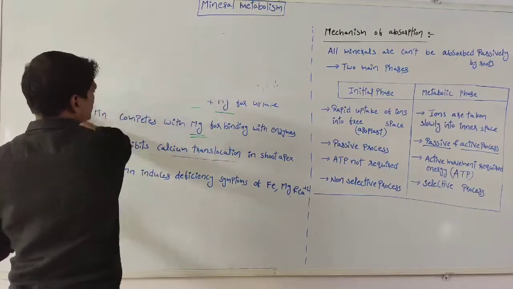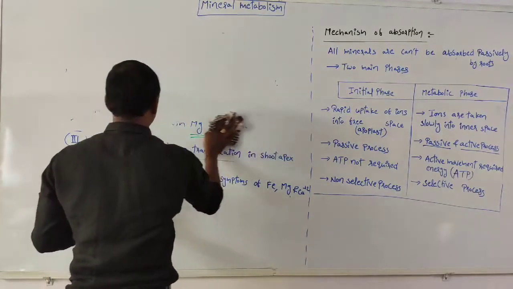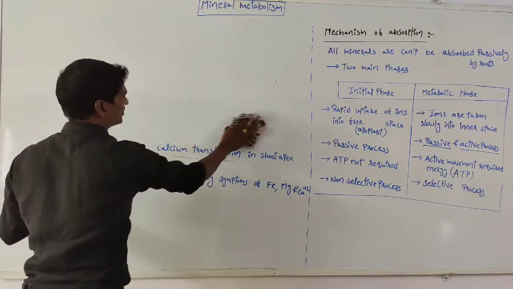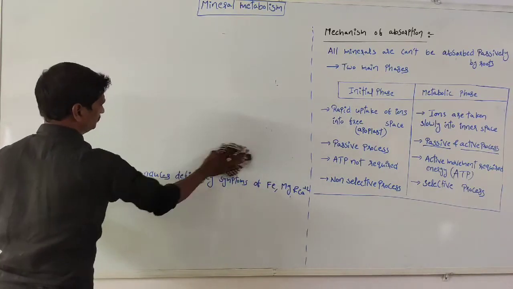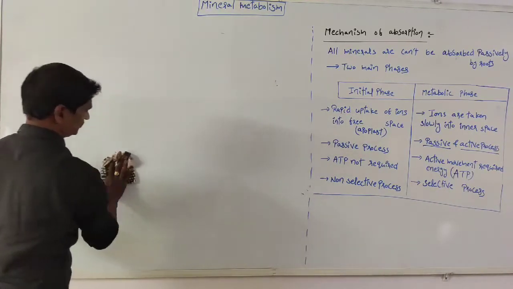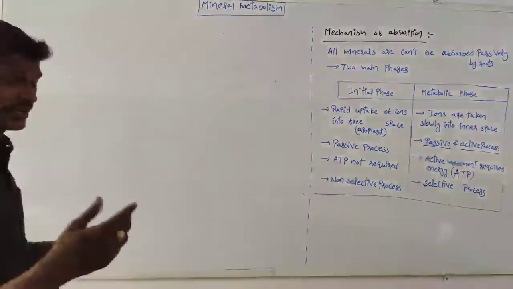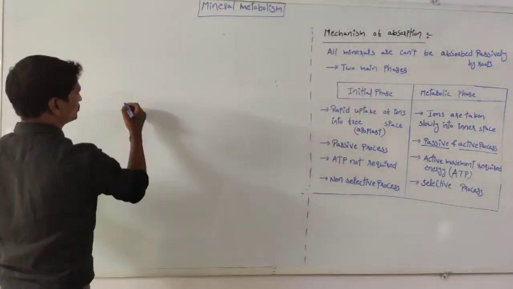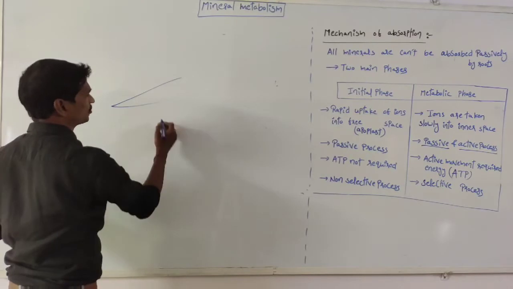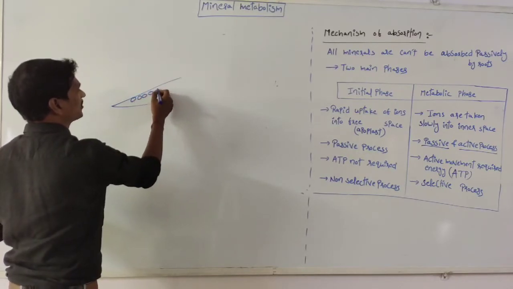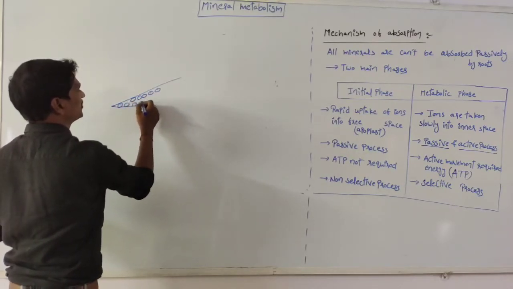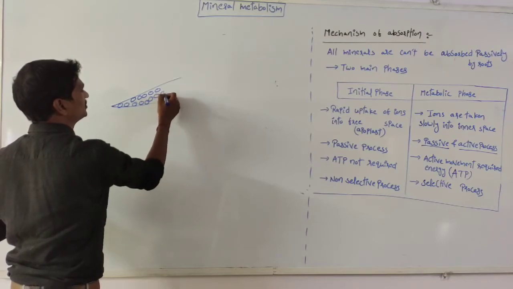So what is apoplast and what is symplast? I will explain in a very simple manner. Apoplast and symplast are transportation mechanisms. Suppose this is the root head. Here many cells are there, right? These are the cells.